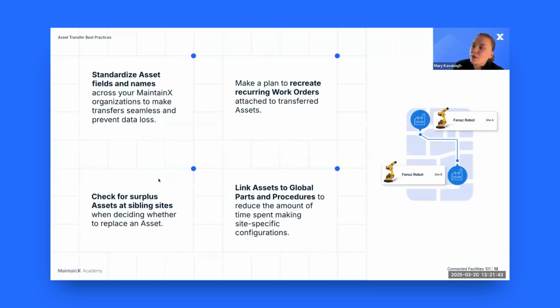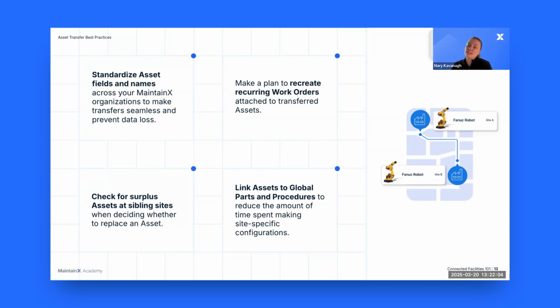So a reminder of some best practices here. First things first, standardize your asset fields and names across your MaintainX organizations to make transfers seamless and prevent data loss. We want to make sure our custom fields are the same in both so we can transfer that data. And we want to make sure our asset names are legible to the person who's actually receiving them in the other org. No use having a code they can't understand.